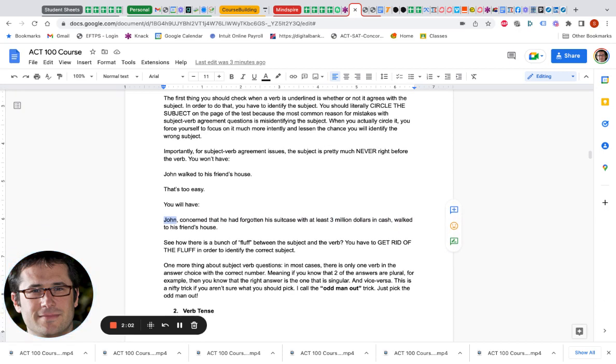So there's a little trick that I like to say, which is called get rid of the fluff, right? So literally you can cross all this out so that you can more easily and correctly and accurately identify the subject the right way.